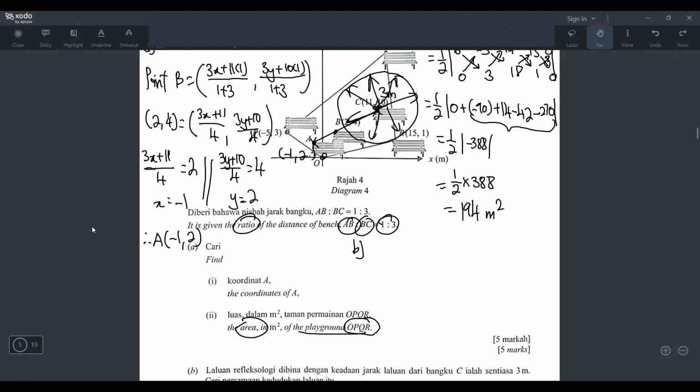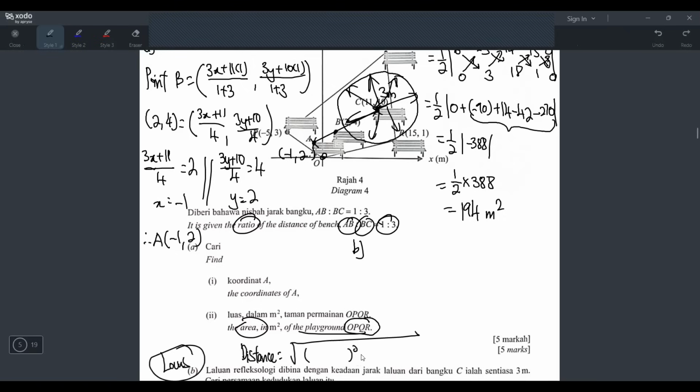If you want to find the equation of the path, it means you are finding the equation of a circle. Also, I want to mention this B question is a locus question. So how do we find the equation of a circle? We have to use the distance formula. What is the formula for distance? Square root of (x1 minus x2) squared plus (y1 minus y2) squared.